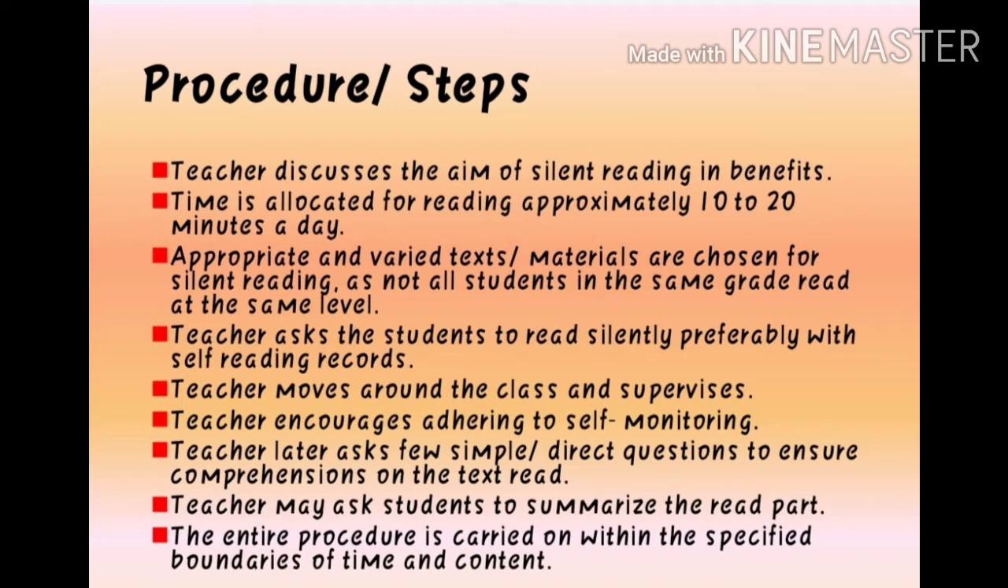Then appropriate and varied text materials are chosen for silent reading, as not all students in the same grade read at the same level. For example, if you have students in grade 1, 2, and 3, you need to choose which texts are good for grade 1, 2, and 3. You will not choose a text for grade 6 and read it to grade 3, because they are not the same in level.